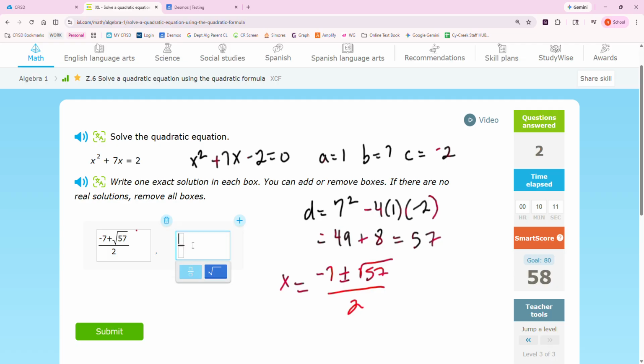You can still, again, of course, split it up. So that would be -7 over 2 and then minus the square root of 57 over 2. Do realize that you do have to simplify, okay? So sometimes you might have done everything right, but you didn't simplify, so it would count it wrong.